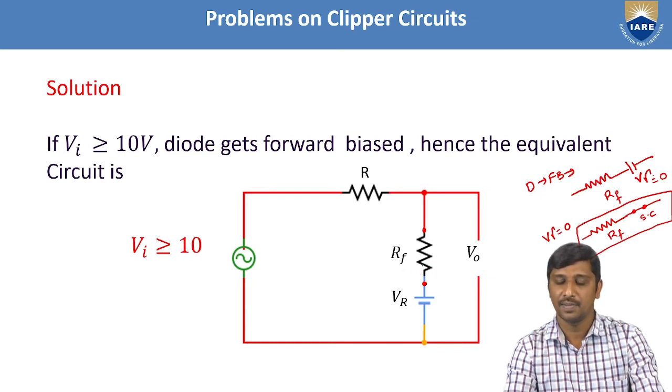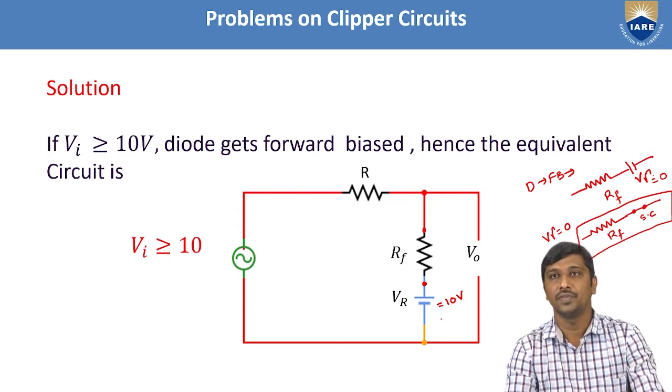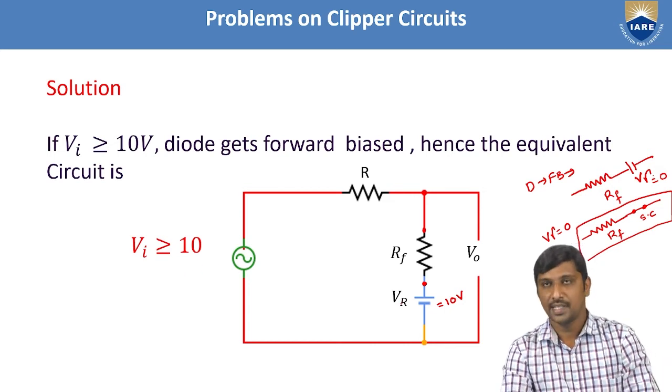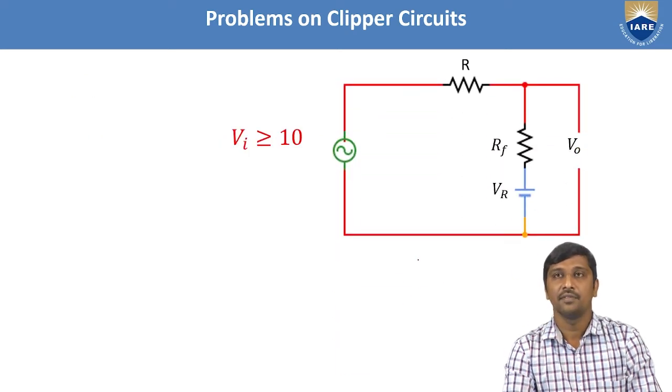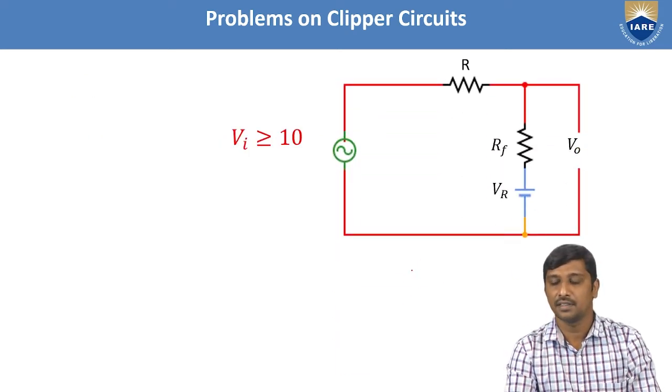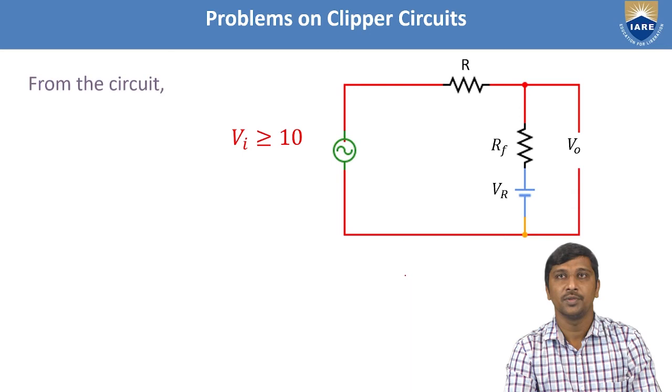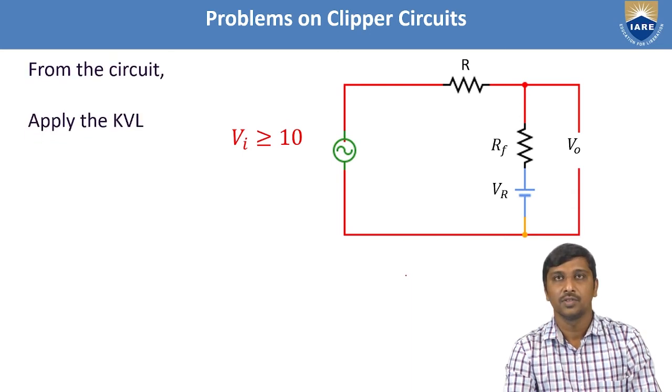So here I represented this is RF and this is the reference voltage, and in the problem we mentioned that the reference voltage of the clipper circuit is 10 volts. Now we need to analyze the output voltage with respect to this equivalent circuit under the input voltage greater than or equal to 10 volts. For this circuit, first we need to identify the output voltage through mathematical analysis. For this case, I'm going to apply the KVL analysis. So we can apply the KVL.